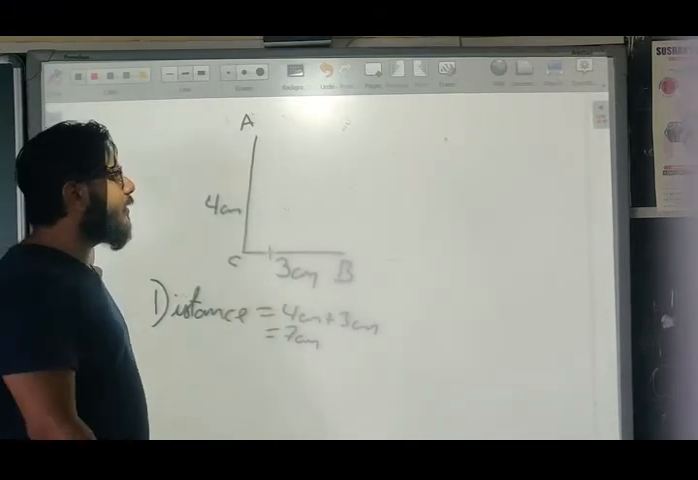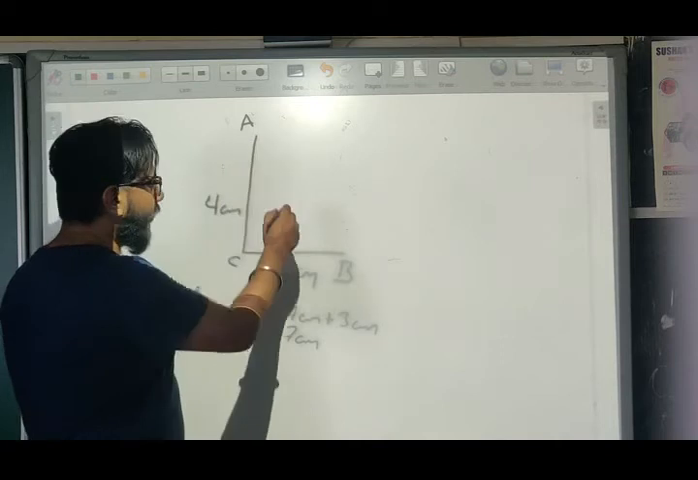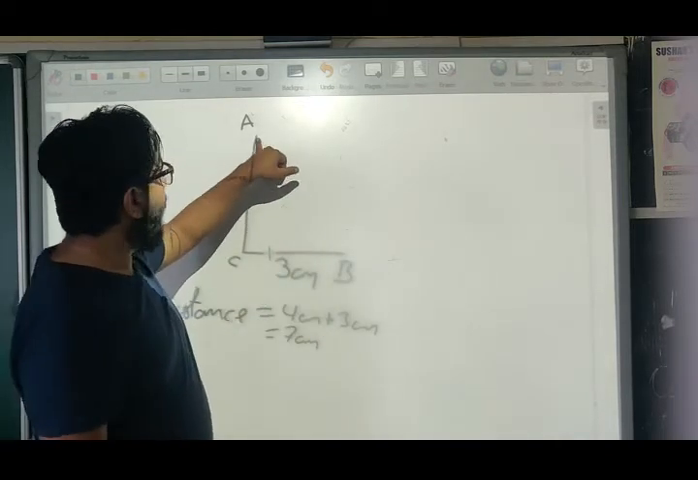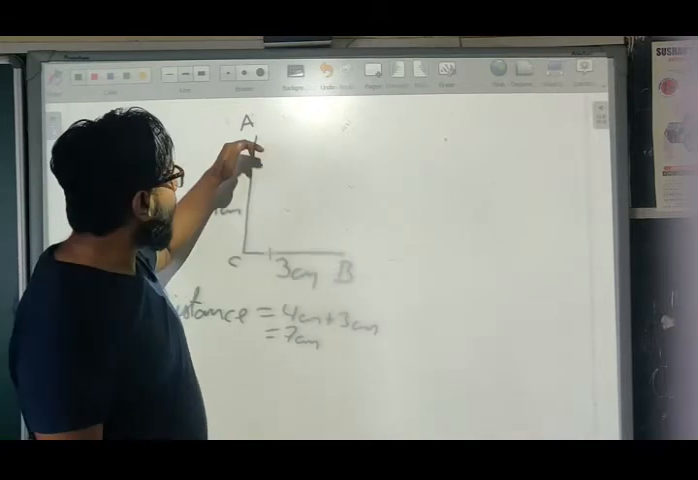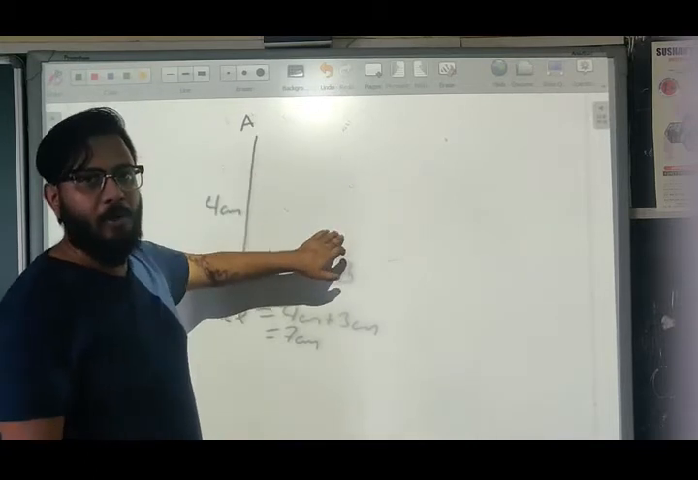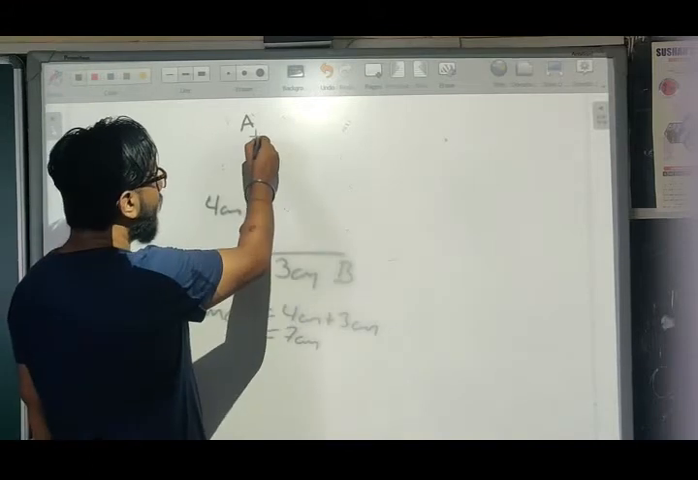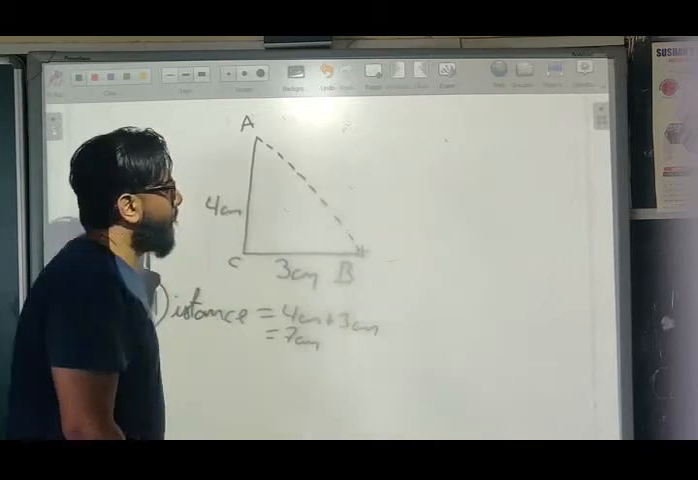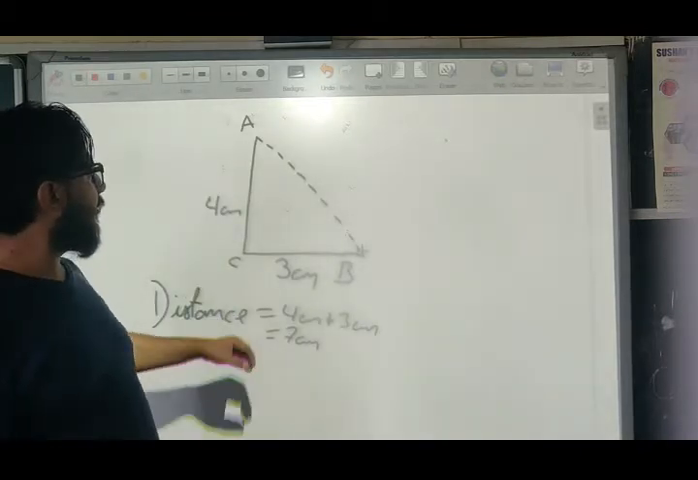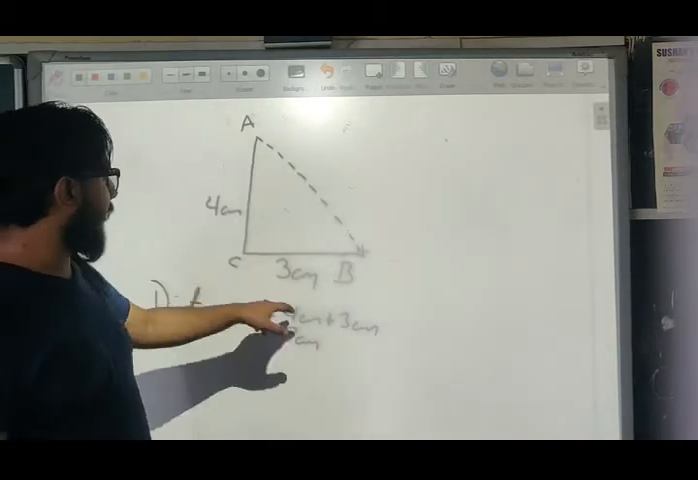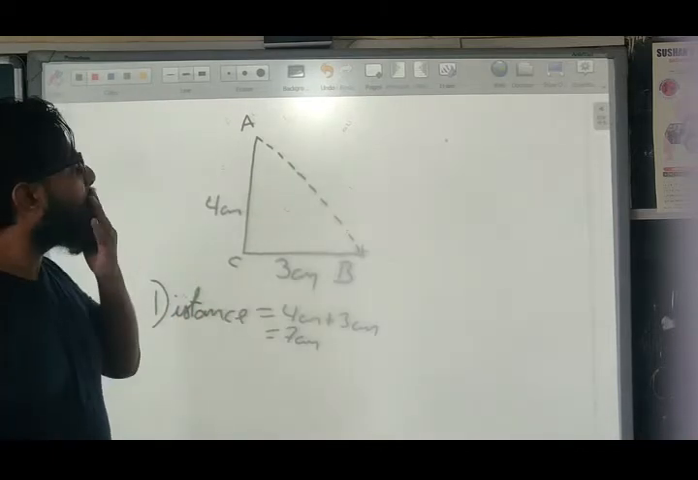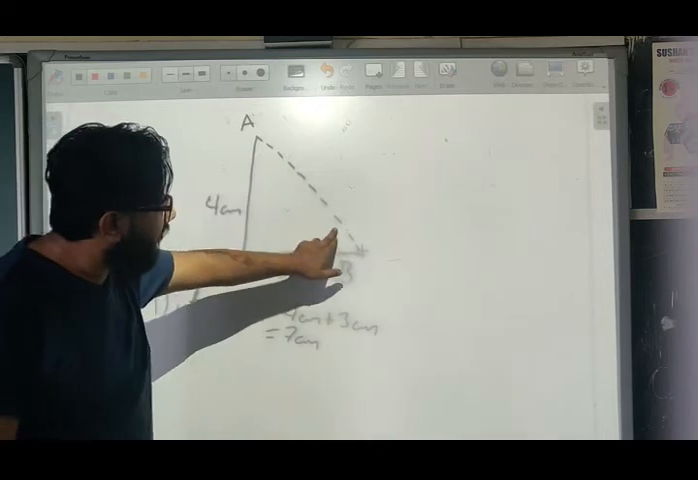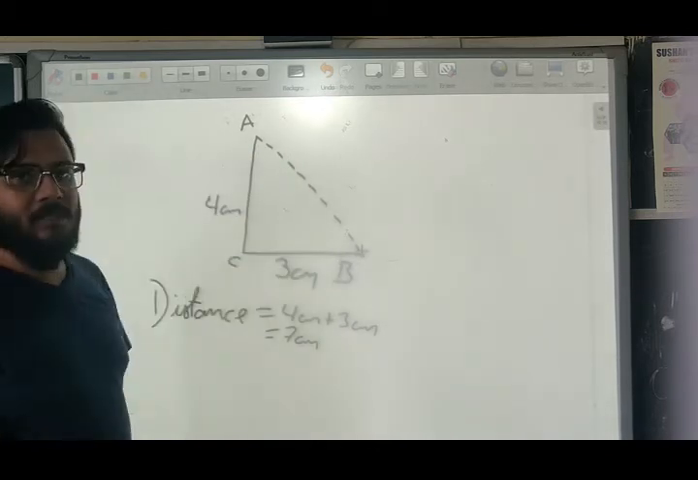Now displacement means the shortest distance from the starting point till the end point. So let's say he started from point A to point B, and that is the distance. Displacement would be the shortest distance. This straight line from point A to point B is the displacement.